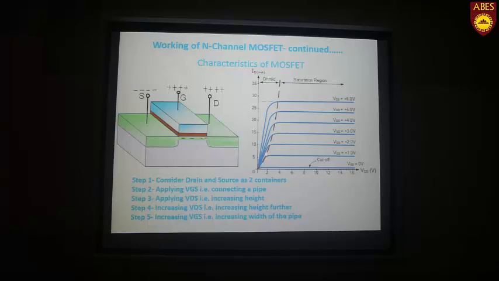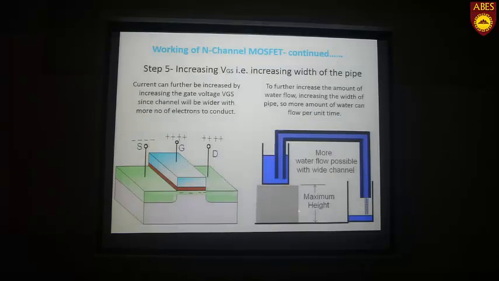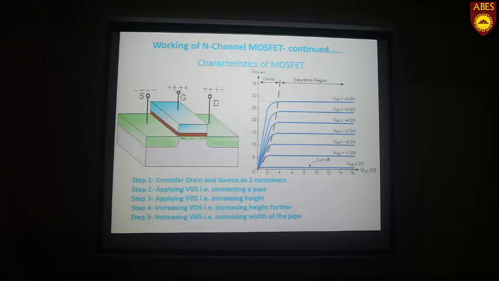Then when it reaches a certain height, what will happen? When the maximum height is reached, no further increase in current is possible. So at a particular VGS, if we increase VDS beyond this value, increasing VDS will not affect ID; the current will remain constant.